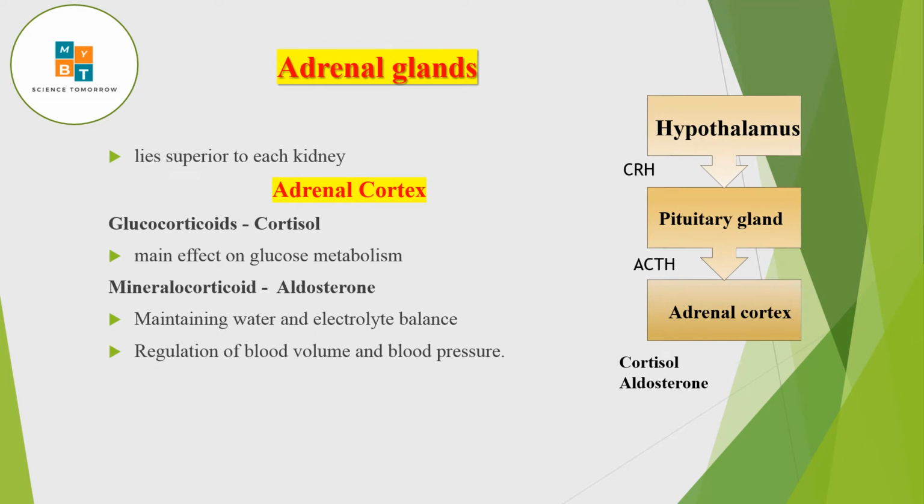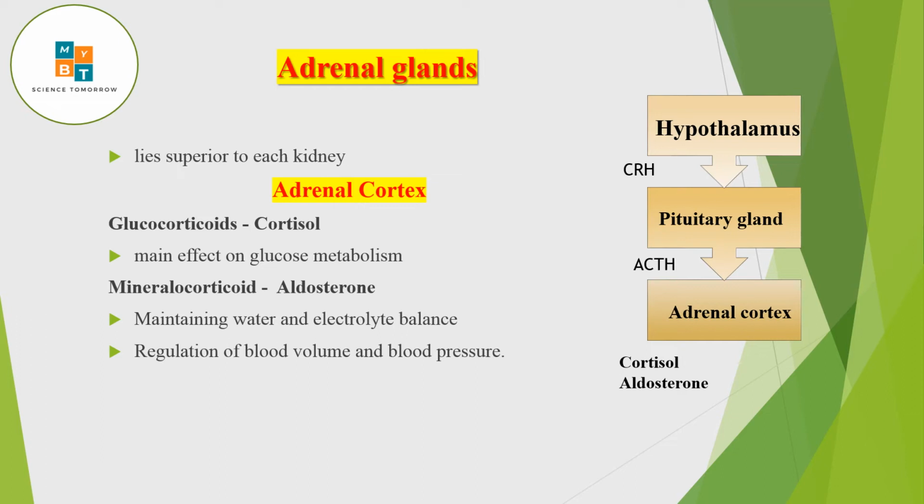The other important gland is the adrenal gland, and it is situated superior to each kidney. When we consider the axis of the adrenal gland, the hypothalamus secretes corticotropin releasing hormone, and this will act on the anterior part of the pituitary gland, which will secrete adrenocorticotropic hormone. Adrenocorticotropic hormone will act on the adrenal cortex, and that will secrete cortisol and aldosterone. So that is the hypothalamus pituitary adrenal axis.